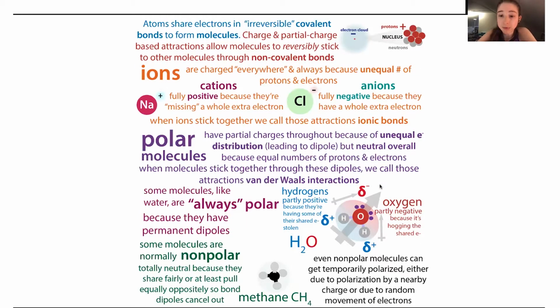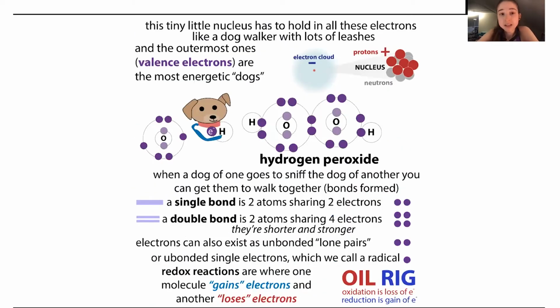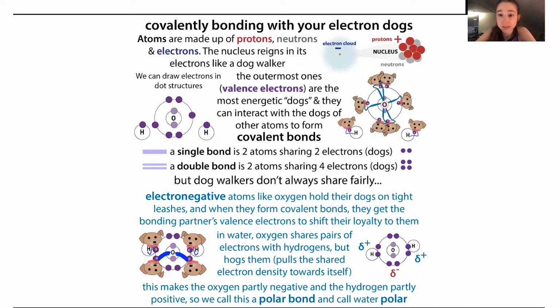So when atoms link up to form bonds, they don't always share fairly. They form bonds by sharing pairs of electrons, but if you have something electronegative, like oxygen, that's electron hogging, it's going to pull the electron density towards it and away from the other things. This makes the oxygen partly negative and the other thing partly positive. So for an oxidation, you're losing electrons or electron density, and for a reduction, you're gaining electrons or electron density.